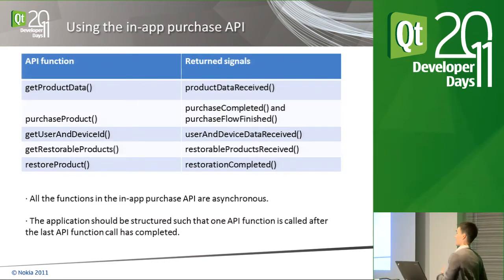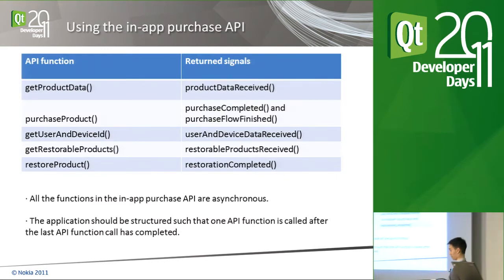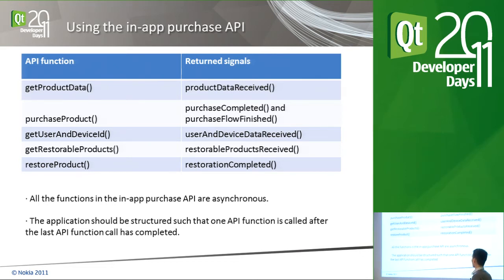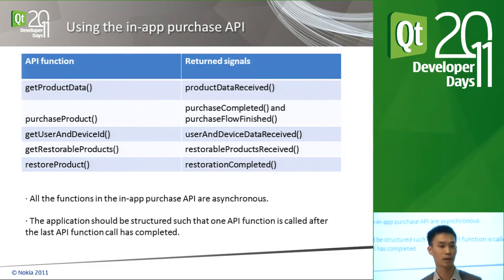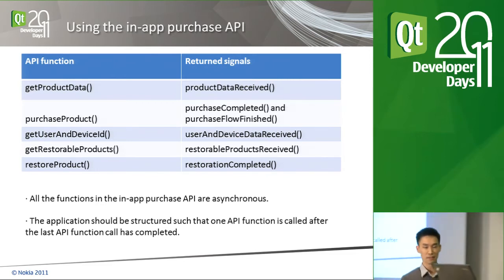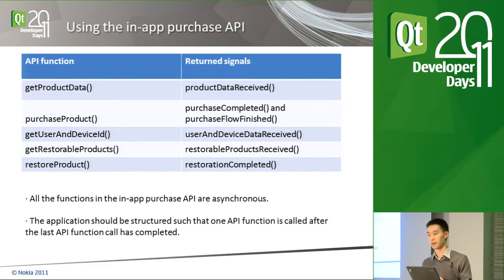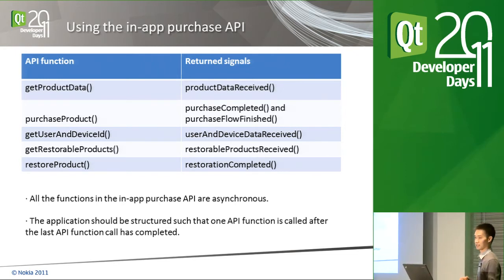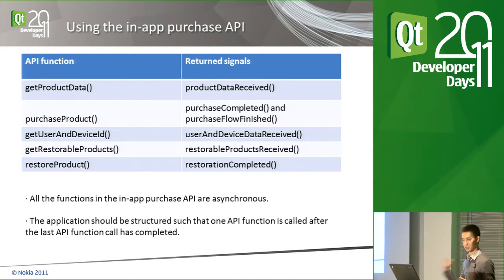So this is the actual API. It's quite simple. The API is asynchronous, so I make a call, and a short time later, I get the corresponding signal. And also, we recommend that the calls be made in sequence, one after the other, and not concurrent, for the reason that it's probably easier to track your responses as they come.